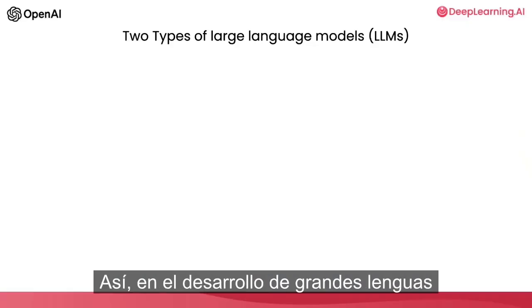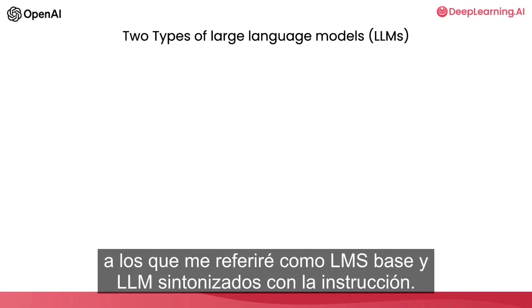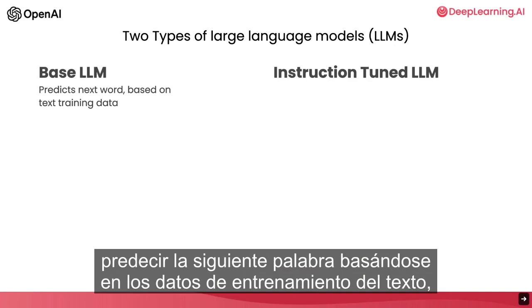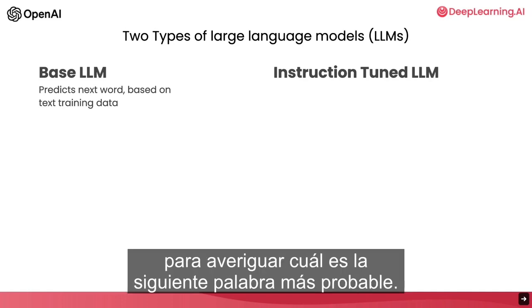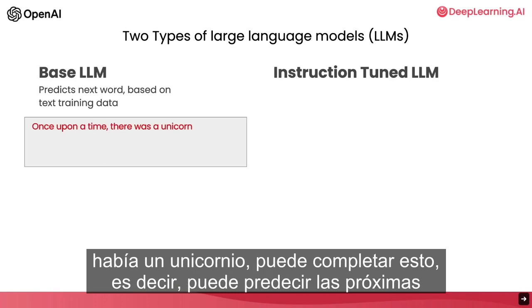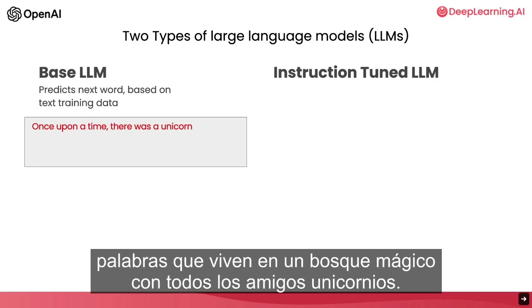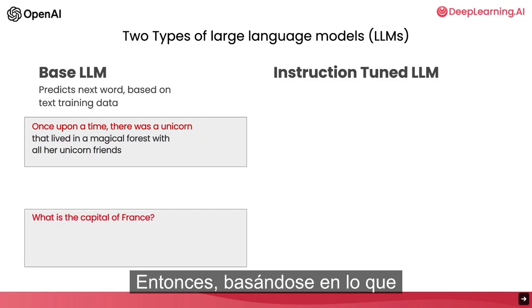So in the development of large language models, or LLMs, there have been broadly two types of LLMs, which I'm going to refer to as base LLMs and instruction-tuned LLMs. A base LLM has been trained to predict the next word based on text training data, often trained on a large amount of data from the internet and other sources to figure out what's the next most likely word to follow. So for example, if you were to prompt this, "Once upon a time there was a unicorn," it may complete this, that is, it may predict the next several words are "that lives in a magical forest with all unicorn friends."